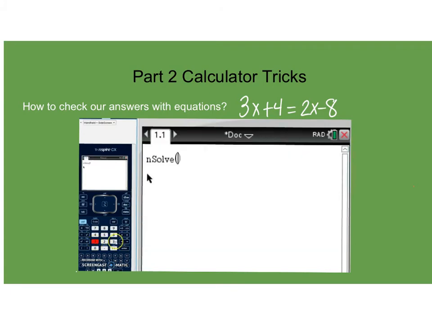Now I'm going to type in that equation, which is 3x plus 4 equals 2x minus, I'm going to use the black, 8, comma, don't forget your comma, x. Enter. You should get negative 12. If you do not get that on your calculator, ask a friend or try to retype it.